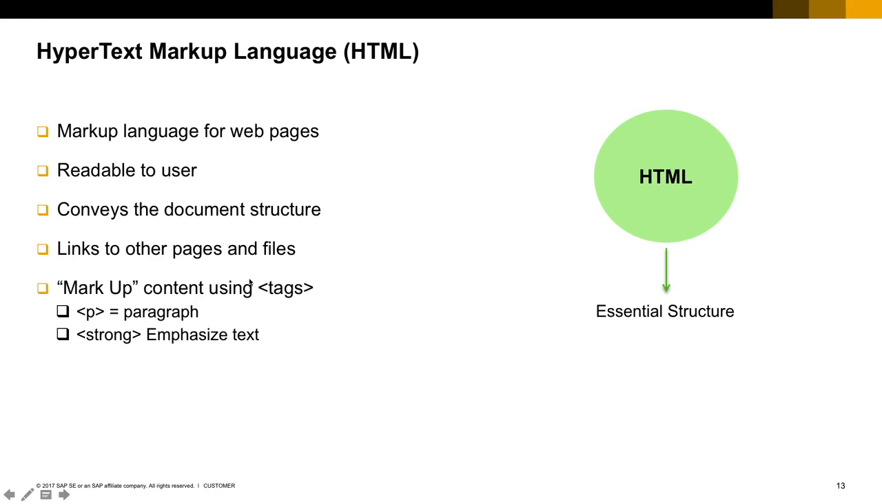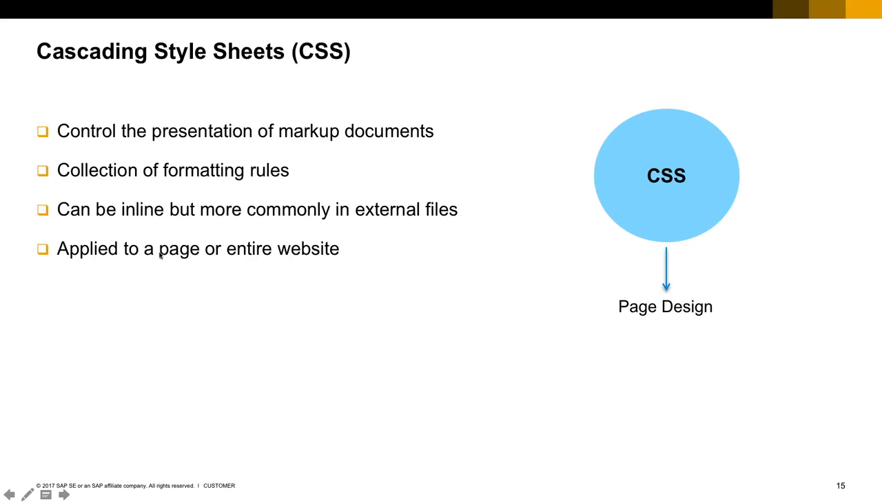Second part, we're gonna see the CSS. The CSS stands for Cascading Style Sheets. This is the language responsible for the presentation of a markup document, a presentation of an HTML. So while the HTML is responsible for all the structure, all the content of the document, the CSS will control how that content is presented. So it's basically a collection of formatting rules.